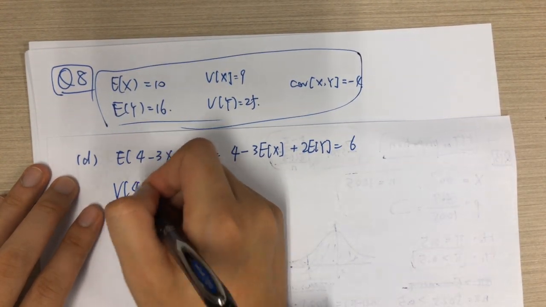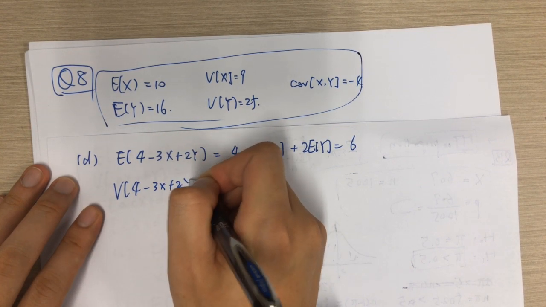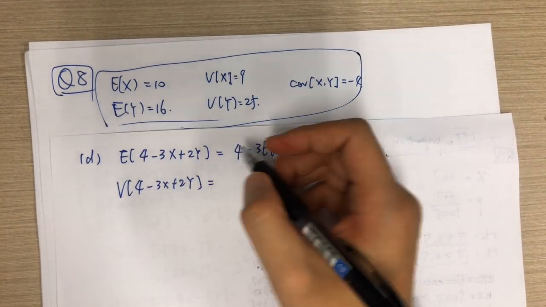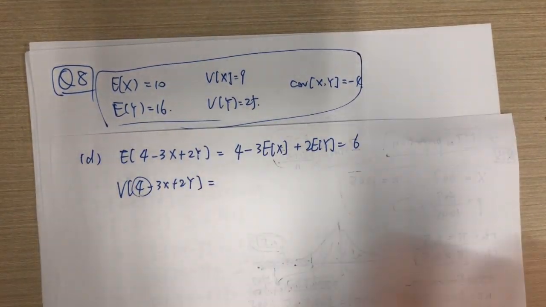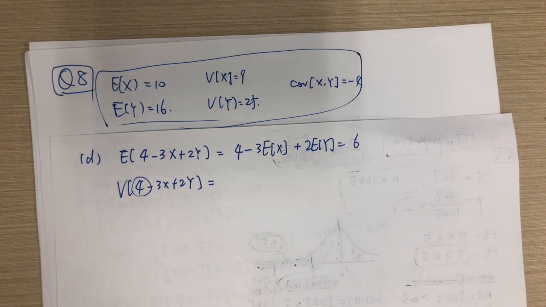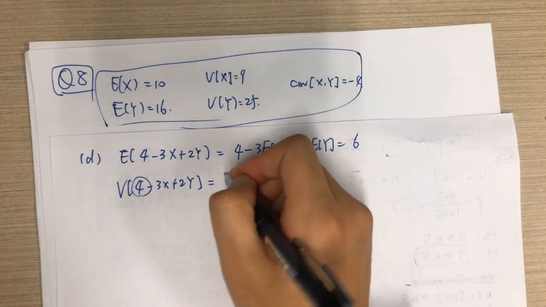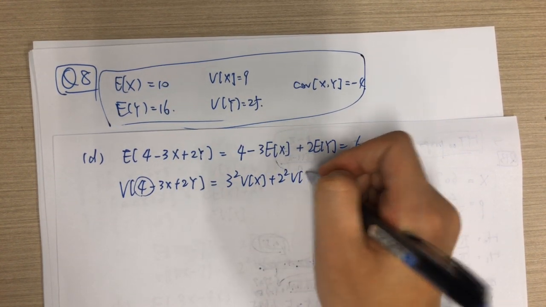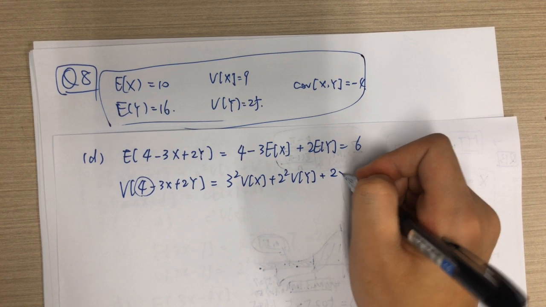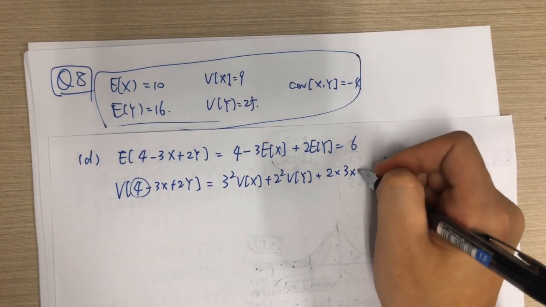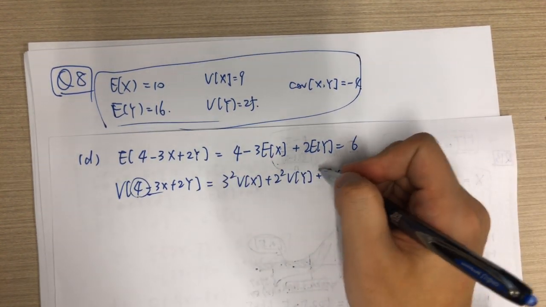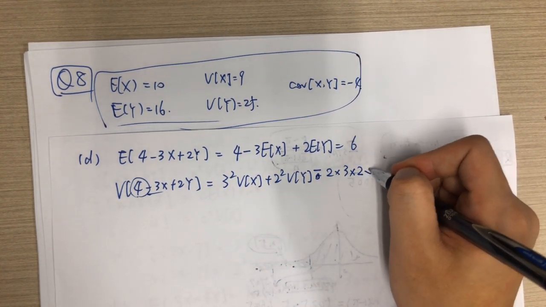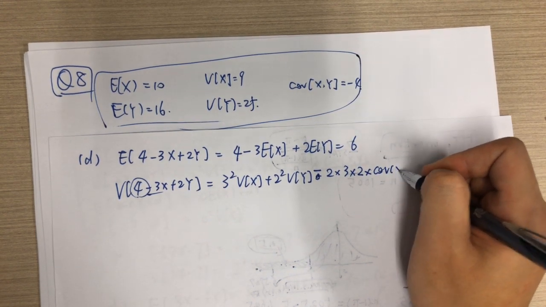But the variance of 4 minus 3x plus 2y, again, it's basically just equal to, so for the 4, it doesn't matter, right? It will not affect the variance. So here, it's 3 squared variance of x plus 2 squared variance of y, and plus 2 times 3 times 2, but in here it should be minus 3, right? So it's 2 times minus 3 times 2 times covariance between x and y.